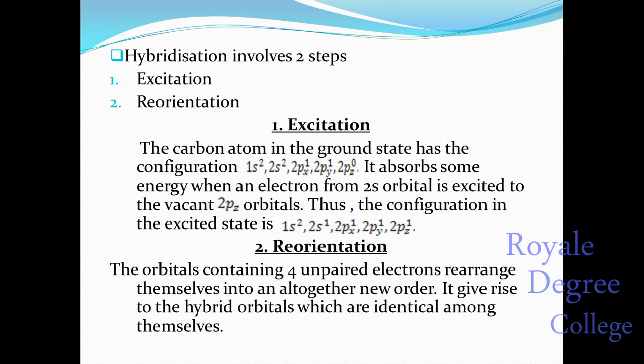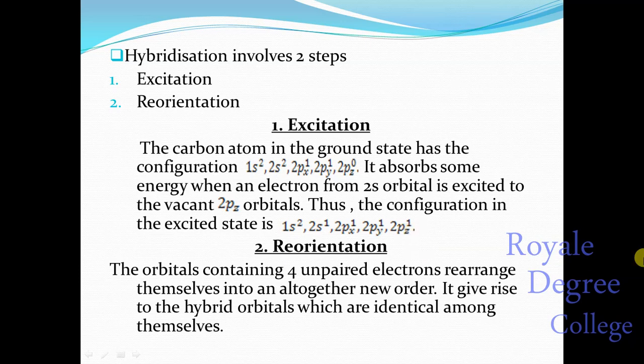So the hybridization involves two steps. First one is excitation and the second step is reorientation. First of all, we'll see about excitation. First step. The carbon atom in the ground state has the configuration 1s2, 2s2, 2px1, 2py1, 2pz0. It absorbs some energy when an electron from 2s orbital is excited to the vacant 2pz orbital. Thus, the configuration in the excited state is 1s2, 2s1, 2px1, 2py1, 2pz1.